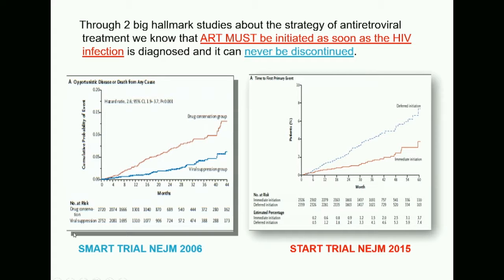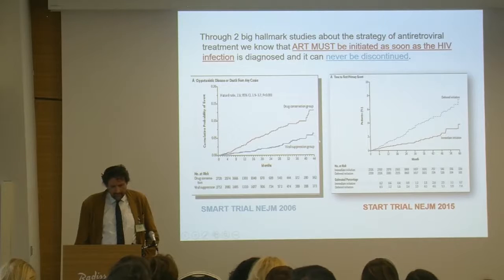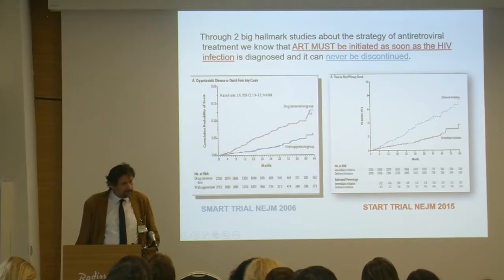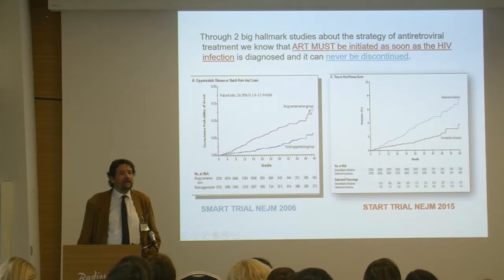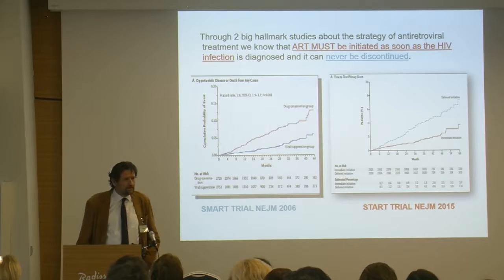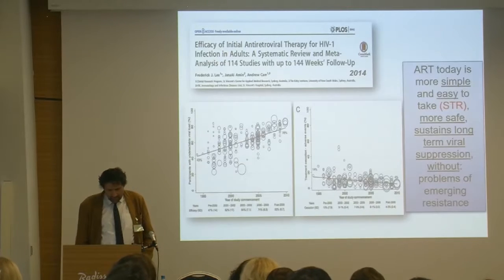And if we look at these Kaplan-Meier curves, here, if there is a deferred initiation of treatment, there is close to 60% more events, AIDS events, or death. And similar is if we stop treatment, we can see that there are also these events taking place because virus rebounds.